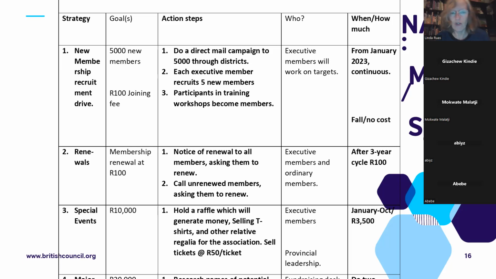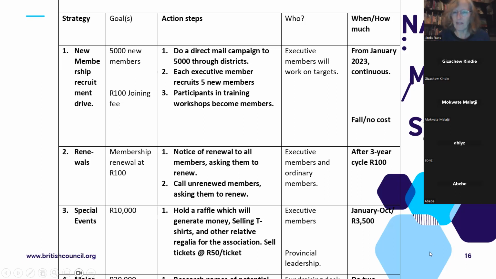Renewals of membership, point 2. Of course, you have to remind members of this. Special events: they are planning on holding a raffle and selling t-shirts and other regalia, merchandise. This is 50 Rand a ticket. I'm not sure how much that is in dollars or pounds, but I don't think it's very much. I was asking Malachi about the prizes, and I really think you need good prizes to attract lots of people to buy the tickets.